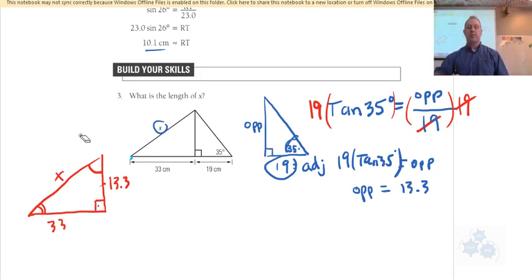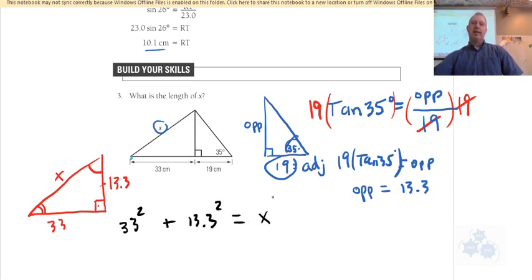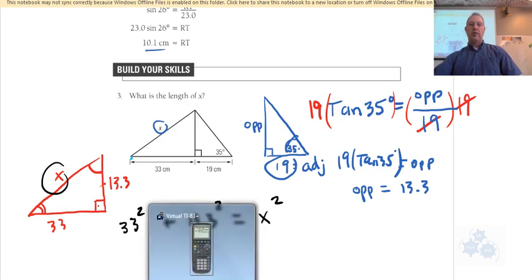Beautiful. So we can't use the trig functions here, but what can we use if we're given two sides of a right triangle? We want to solve for the third, yeah? Pythagorean theorem, good old Pythagoras. Okay, and that's what we'd have to do, for sure. So you go 33 squared plus 13.3 squared equals x squared, because x is the hypotenuse, so that's the one that goes on the other side. And of course, you use your calculator to figure that one out.